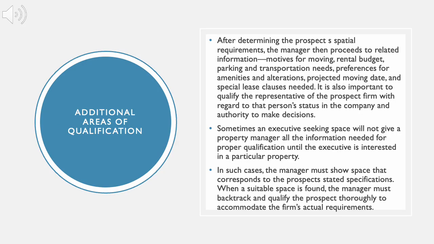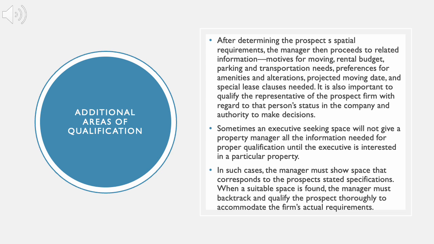Additional areas of qualification. After determining the prospect's spatial requirements, the manager then proceeds to related information: motives for moving, rental budget, parking and transportation needs, preferences for amenities and alterations, projected moving date, and special lease clauses needed. It is also important to qualify the representative of the prospect firm with regard to that person's status in the company and authority to make decisions.